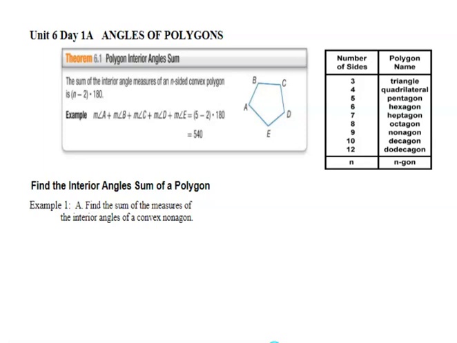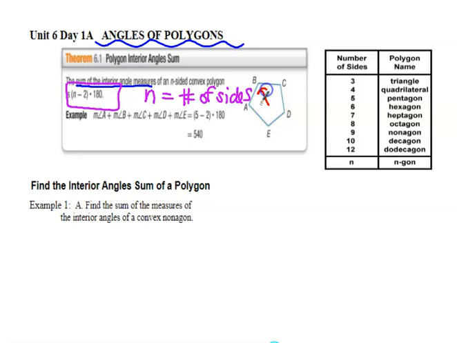All right, so day 1A is angles of polygons. So the sum of interior angles, all the inside angles added together, we use this equation: n minus 2 times 180, and n equals the number of sides. This is for convex polygons, so that's when all the angles are pushed out and they're not concave, they're not inward. So it only works for convex polygons.